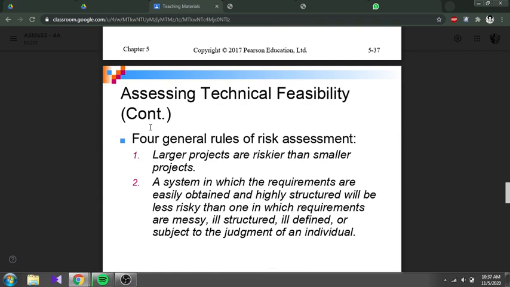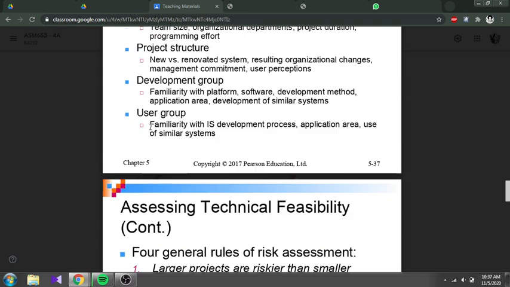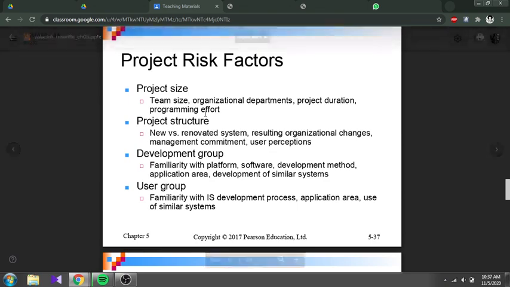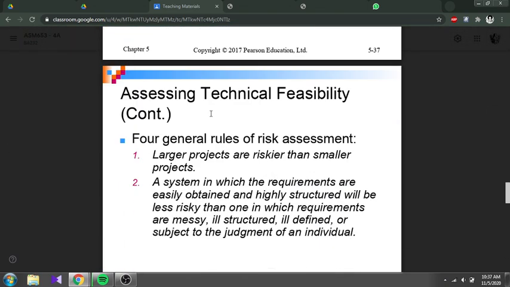Okay, there are 4 general rules of this risk assessment. Because this is on the technical things, we have to deal with it, and mostly humans make mistakes or errors. The cause of the error is a human. So, the technical feasibility rules of risk assessment. First, larger projects are mostly riskier than smaller projects, because we have spent big and involved a lot of people, meaning that every part of the people involved could jeopardize our business process, business goal, and what is integrated with that new system.